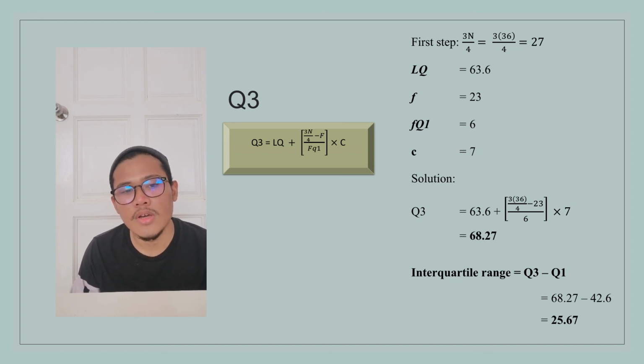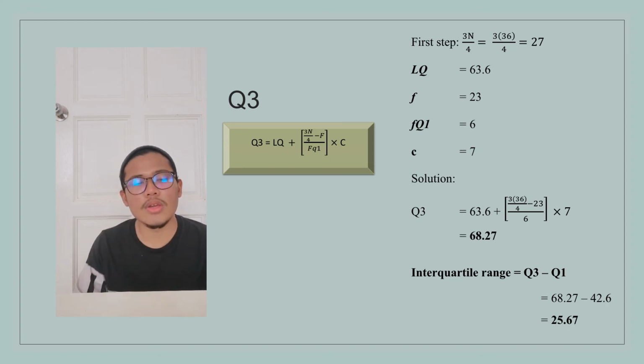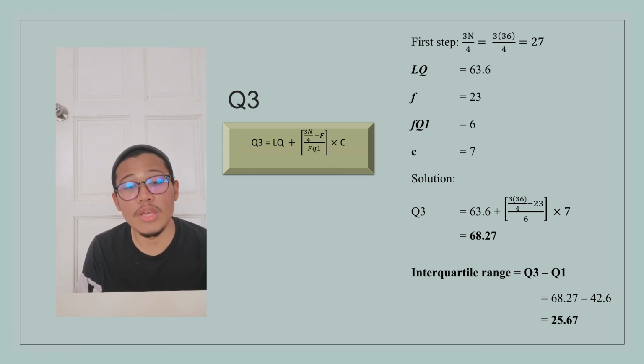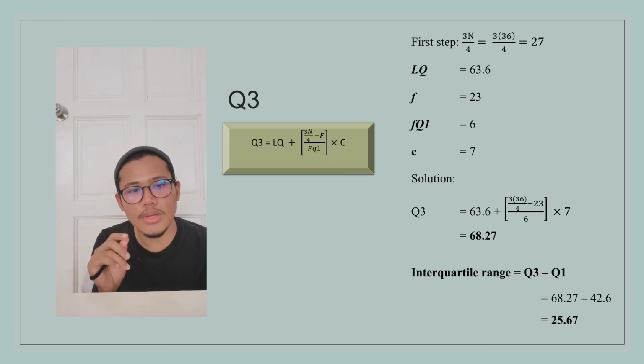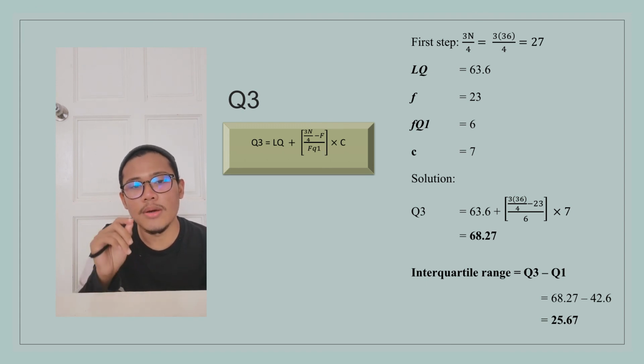And we got 68.27. So after we got the solutions for Q1 and Q3, we put them in the interquartile range, which is Q3 minus Q1.